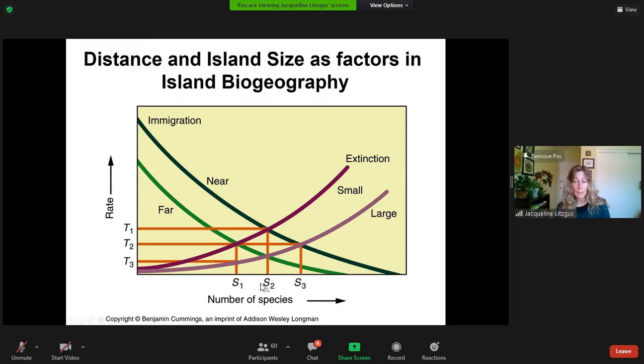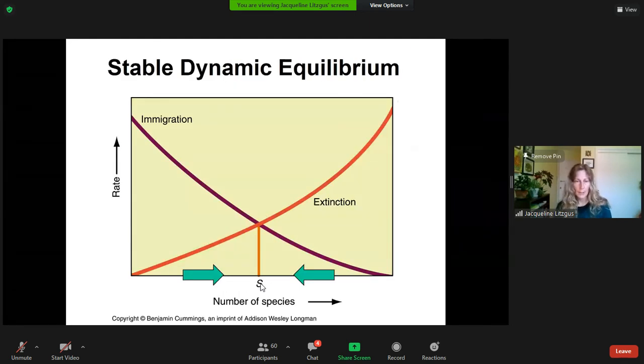So S3 is a bigger value than S2. So on the large island, there's a higher number of equilibrium species than on the small island. Okay, so you can interpolate those things from the graphs where they cross. Okay, so back to this graph again.